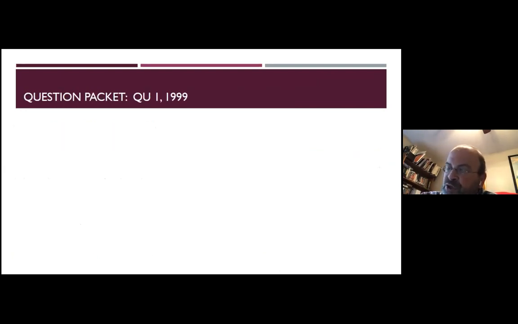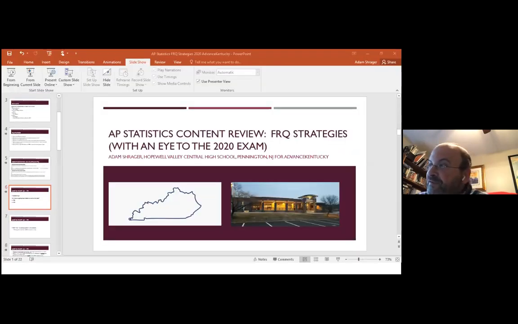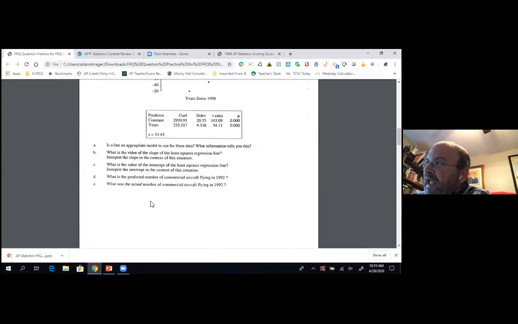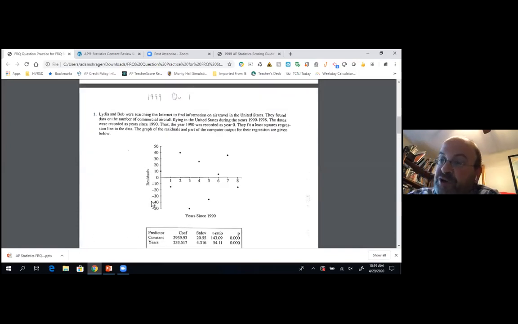So let's jump now and take a look at the first question from the question packet. And the very first question, as you can see, is a regression question. Let me tell you what I've done here. I've picked 4 questions that, for reasons that will become clear to you, I think might reflect the types of questions we see in 2020. I'll tell you why a little bit later. I also intentionally picked older questions because I'm sort of hoping you might be a little less familiar with these. So let's take a look.